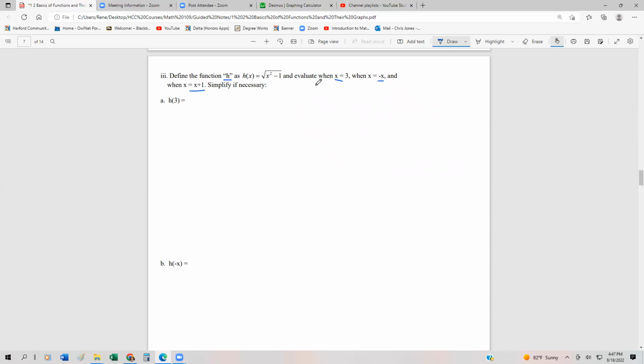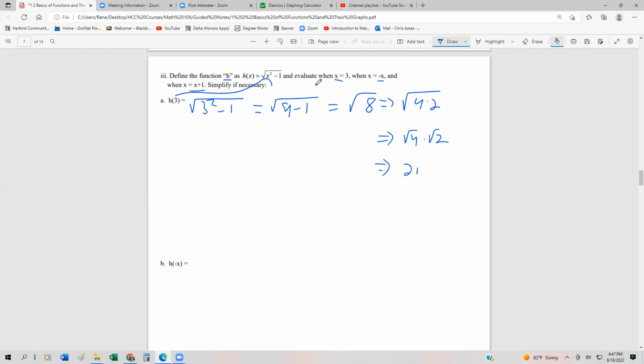So what I'm going to do is I'm going to substitute 3 back in for x. And so this becomes the square root of 3 squared minus 1, or the square root of 9 minus 1, or the square root of 8. Another way to write that, remember that 8 is 4 times 2. And so another way to write this is to say, okay, well, if I have the square root of 4 times the square root of 2, we know that the square root of 4 is 2. So there are 2 different ways to write this. The most simplified way is 2 roots of 2.